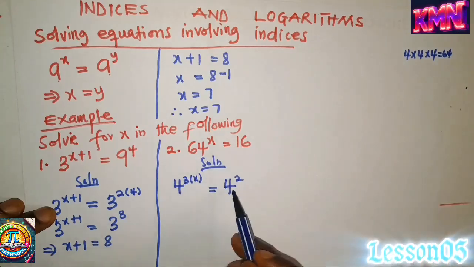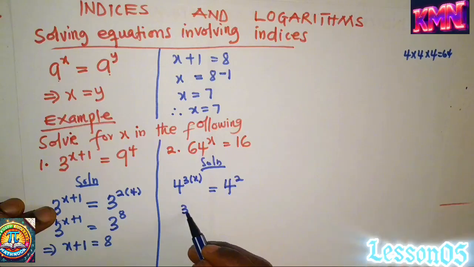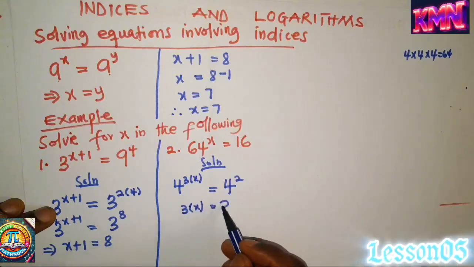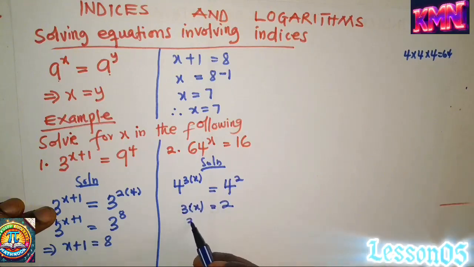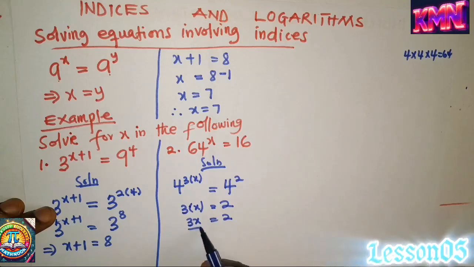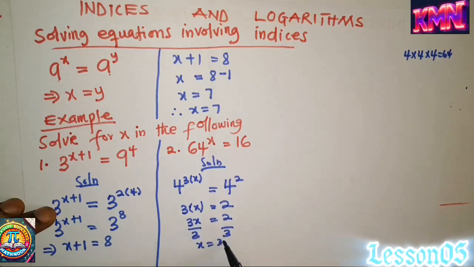And then since the bases are the same, we can say that 3x is equal to 2. So in that case, 3 times x is 3x is equal to what? 2. And when you divide by 3, and then here by 3, x becomes 2 over 3.